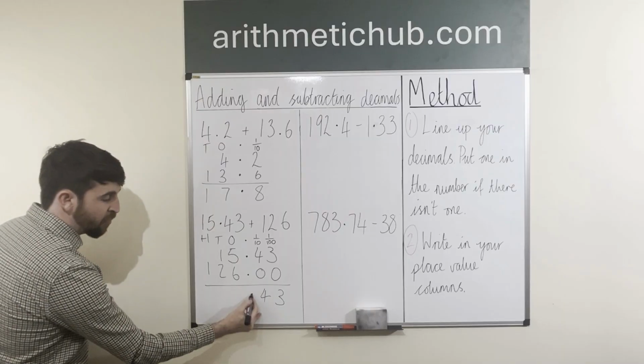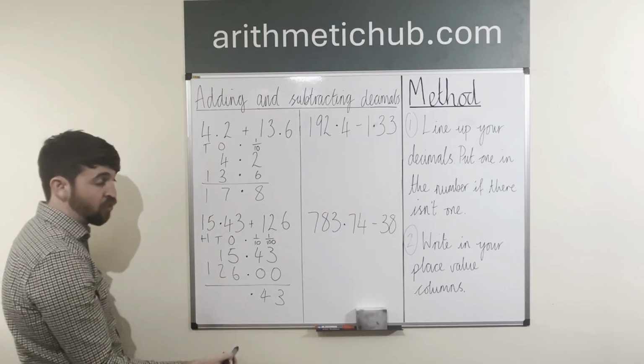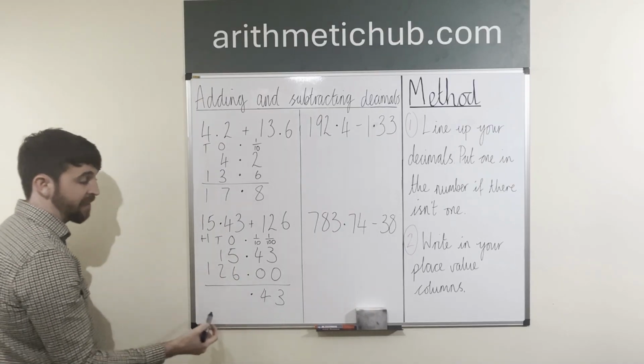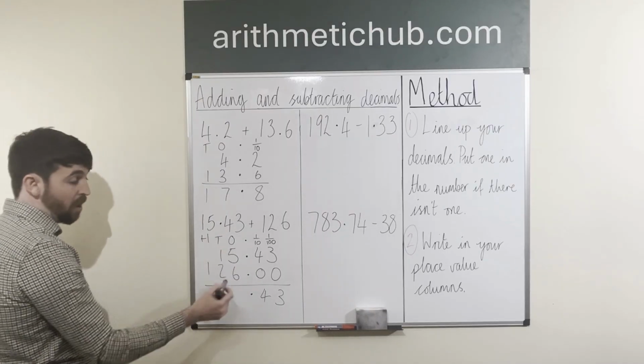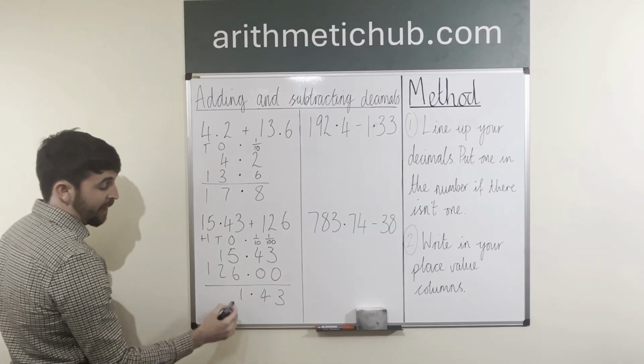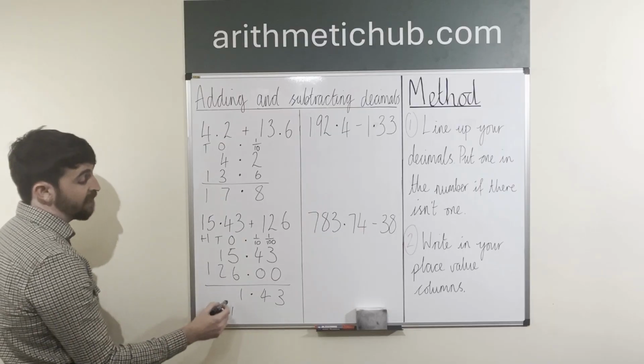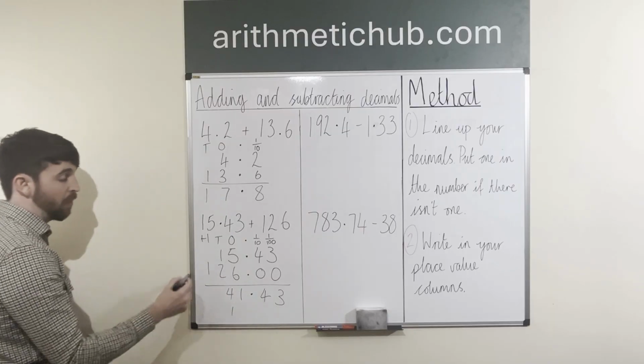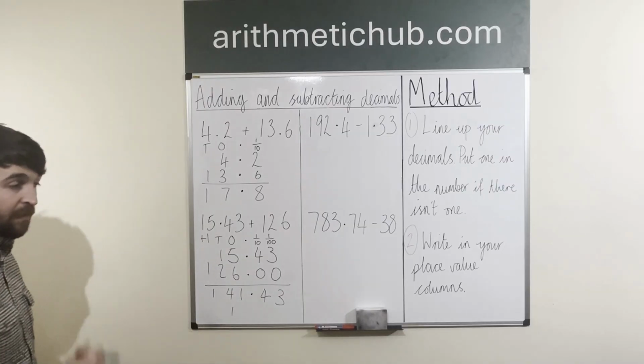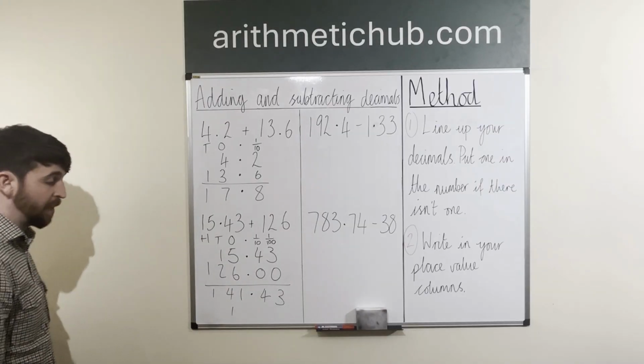Line the decimals up. You can put these in as soon as you've started the question if you find that's helpful, okay? Ones, 5 add 6 is going to give me 11. 1 down, carry the 1. Tens, 1 add 2 is going to give me 3. Add the 1 is going to give me 4. And hundreds is going to give me 1 add nothing is going to give me 1.